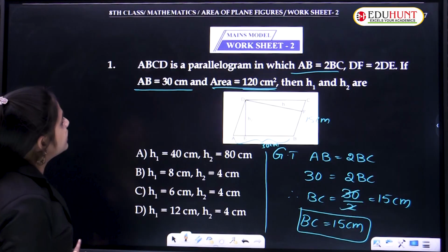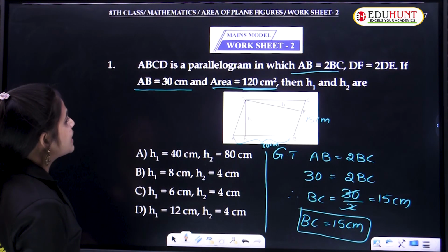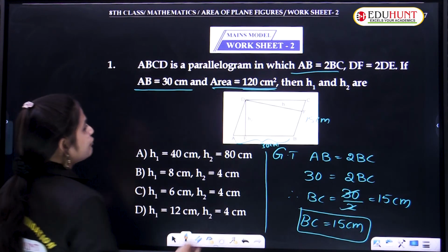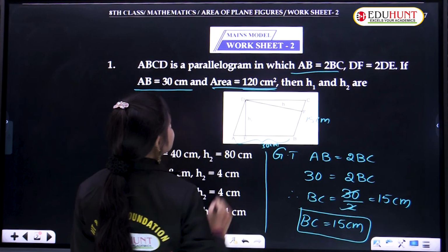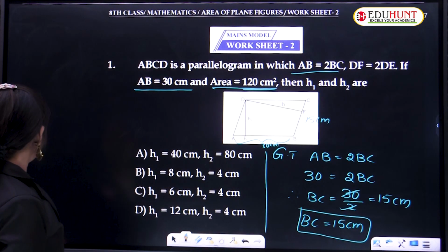And are they asking for anything else here? Yes, DF is equal to 2DE, they are saying. Okay, that's it, we got it here.